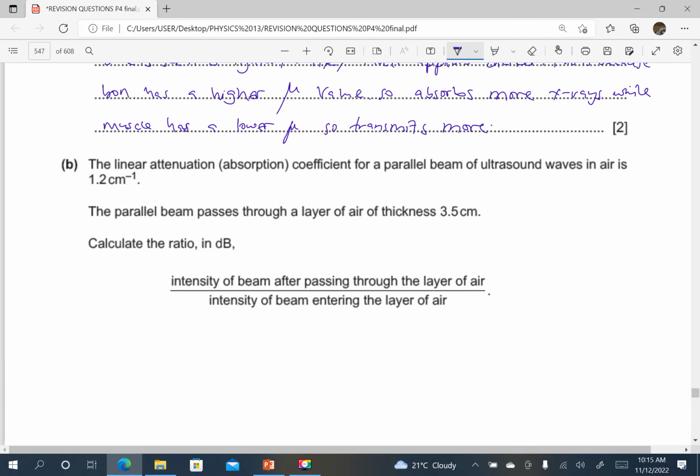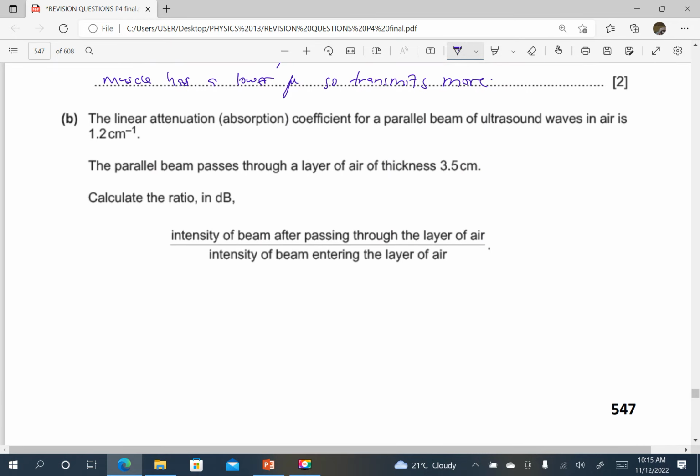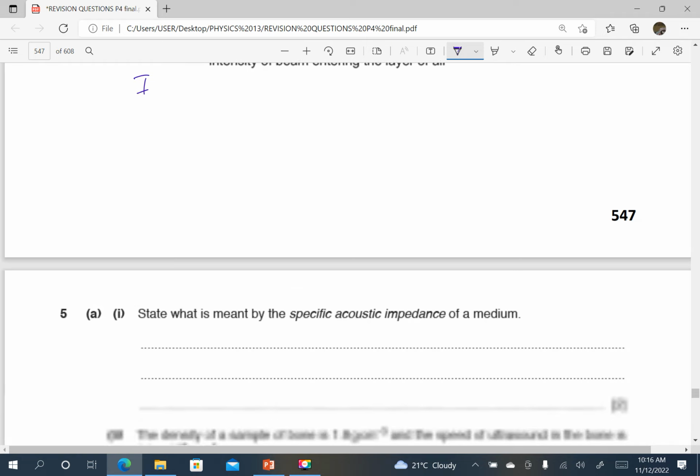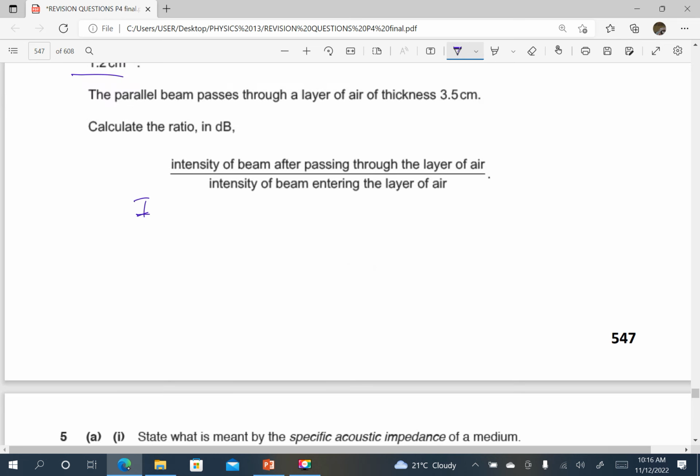So lastly, for this video, for part 2, the linear attenuation or absorption coefficient for a parallel beam of ultrasound waves in air is 1.2 per centimeter. The parallel beam passes through a layer of air of thickness 3.5 centimeters. Calculate the intensity of the beam after passing through the layer of air as a ratio of the intensity of the beam entering the layer of air. So intensity transmitted is equal to the incident intensity times e power negative mu times x.